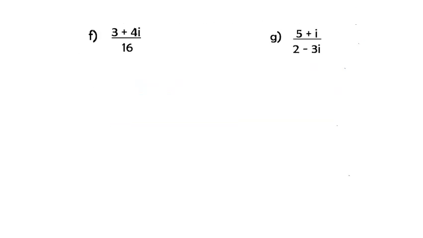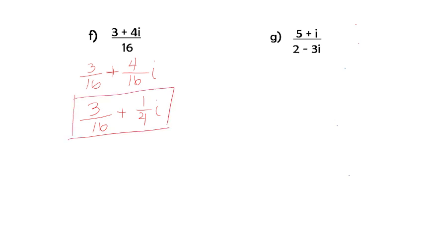All right, getting a little bit more challenging. F is actually already simplified. However, it's not in standard form because there's not a distinct real part and a distinct imaginary part. So we have to break that up. We'd have 3 divided by 16 plus 4 over 16i. And then notice that I can simplify that 4 over 16. So this would be 3 over 16 plus 1/4 I. That would be fully simplified and in standard form.